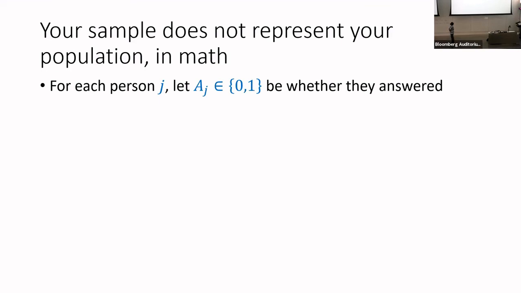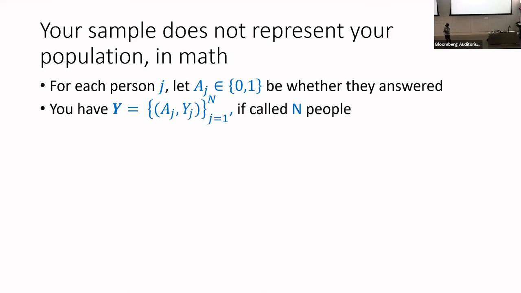Okay, so let's just walk through the math a little bit. So again, for each person J, let AJ just be the indicator for whether they answered. I'm primarily walking through the notation now because it's going to help next lecture when we do weighting techniques. I don't think the notation is super crucial to understand what's going on here, but I think it might help us a little bit next week.